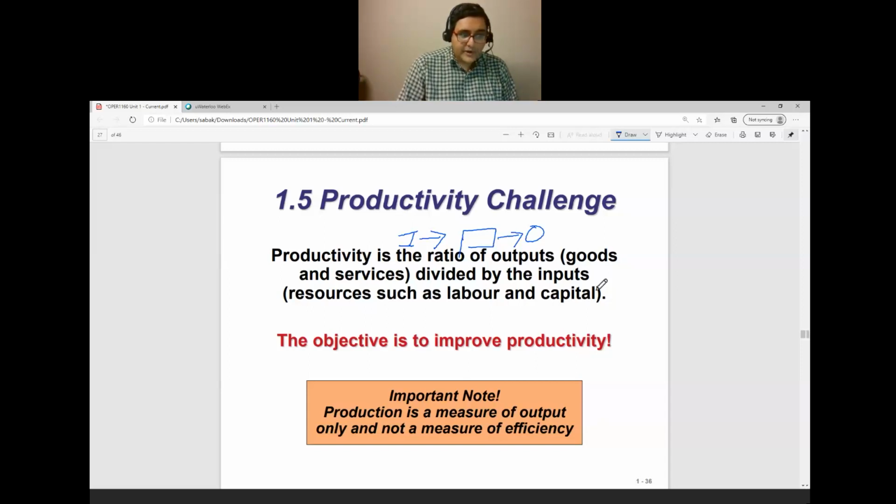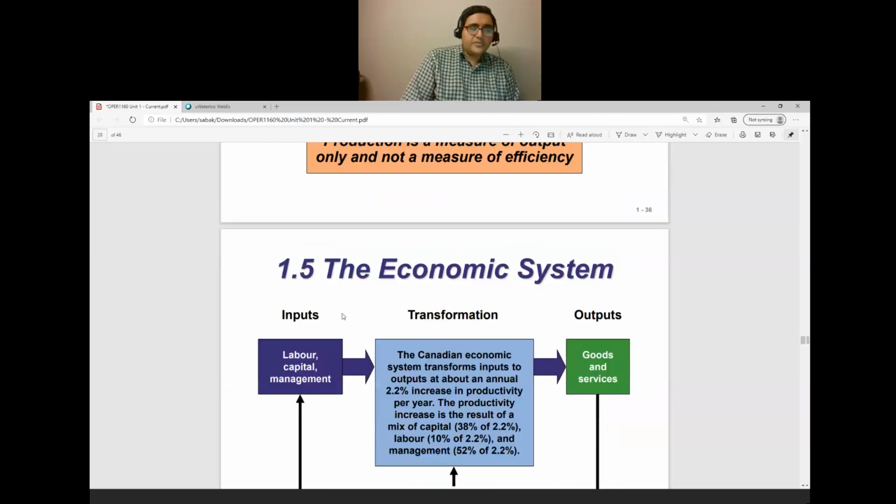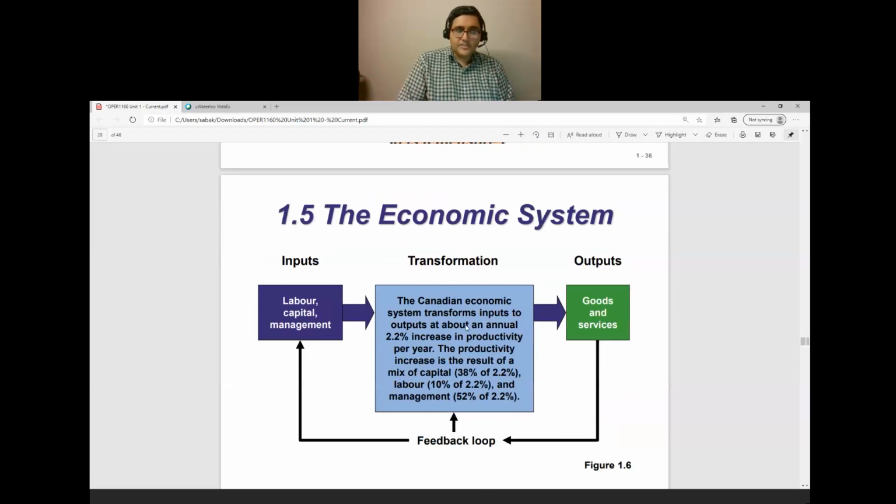In this block diagram, productivity refers to the ratio of outputs divided by the inputs. If this ratio is higher, it means you have really good productivity. So the focus is always to improve the productivity. So let's try to understand. Production is a measure of the output only and not a measure of the efficiency. What it means, let's try to understand this.